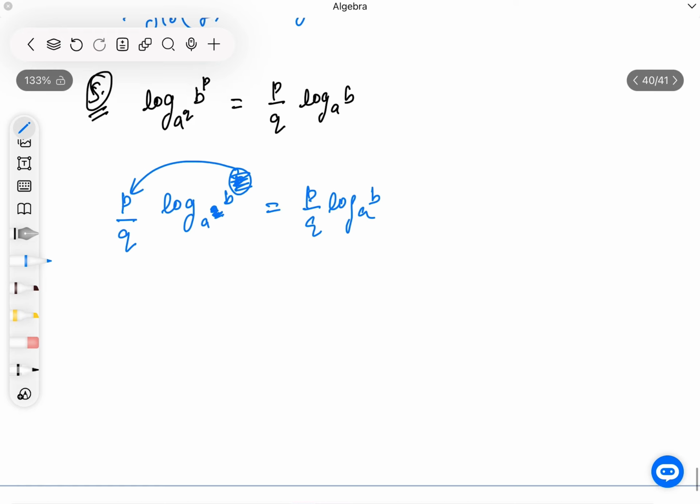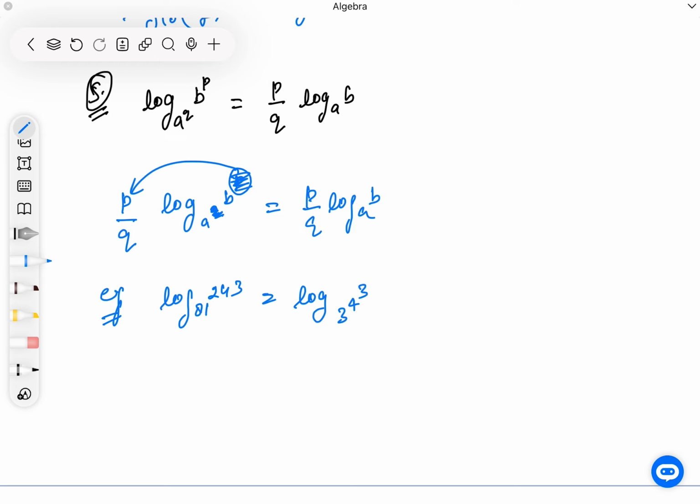Cool. Example: log of 81 to 43. Yes, we could write it as 3 to the power 4. We could write this as 3 to the power 5. So 5 will come as a numerator, 4 will come as a denominator, remaining is 3, 3. So this would be 5 by 4 multiplied by 1, that is 5 by 4.